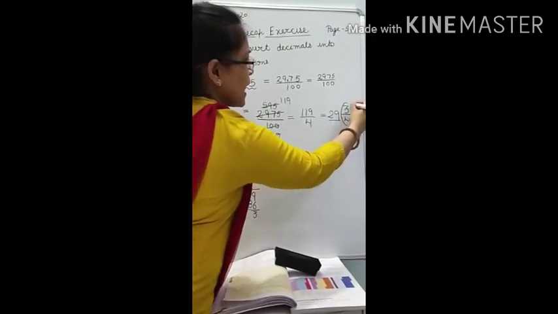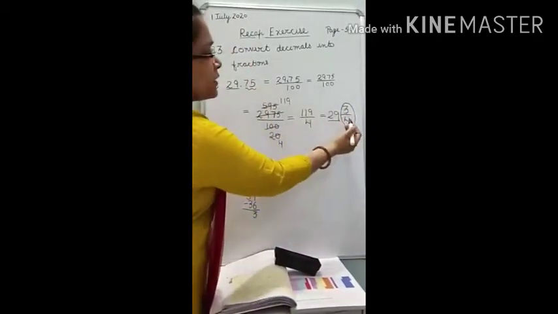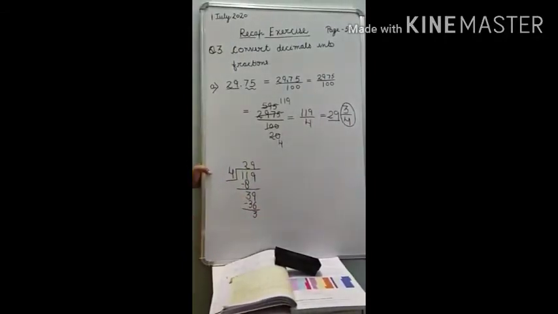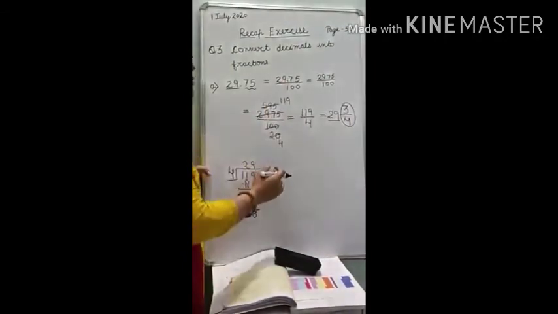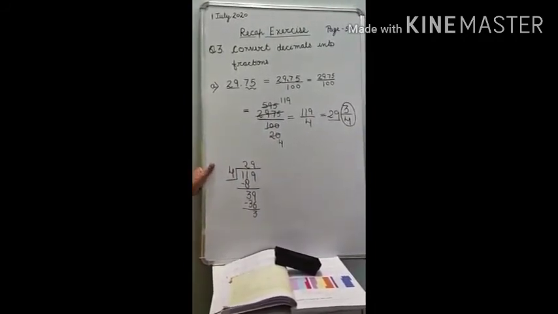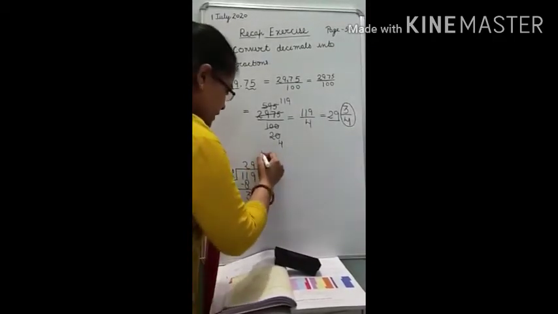Right class? Only the decimal part has been converted and the whole number is the same. So we will not use this long method for solving it. What we will do, we will directly write the answer. Now you will ask how. Please look at the second method.